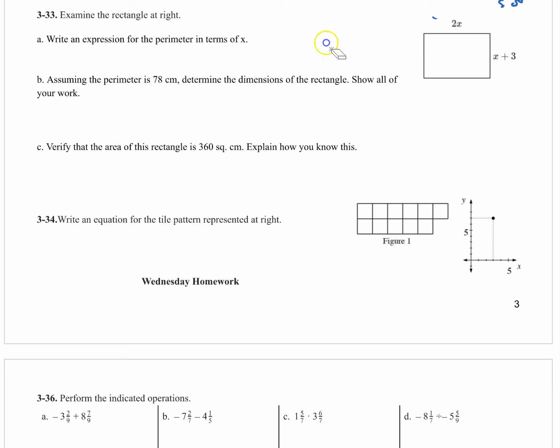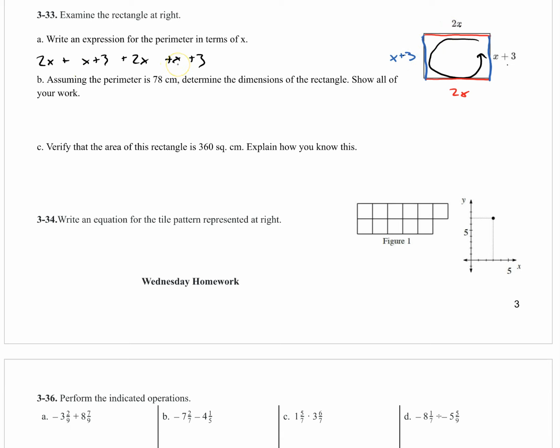Okay, 3-33. What we're going to do here is write an expression for perimeter in terms of x. So first of all, this is a rectangle, so that means these two sides are the same length. So x plus 3, x plus 3. If this is 2x, then the other side is also 2x. So the perimeter is when you go around the world and you add up each side. 2x plus x plus 3 plus 2x plus x plus 3. You just add up each side. This plus that plus that plus that, right?